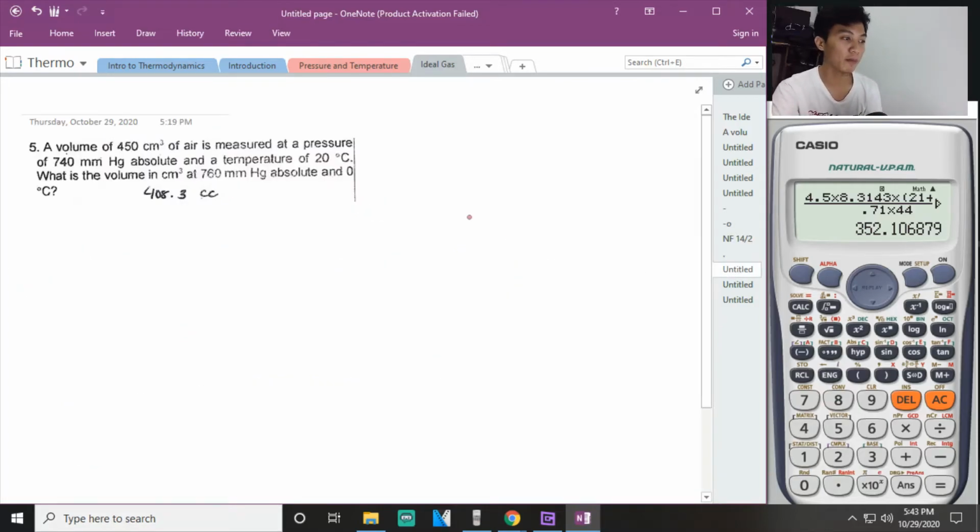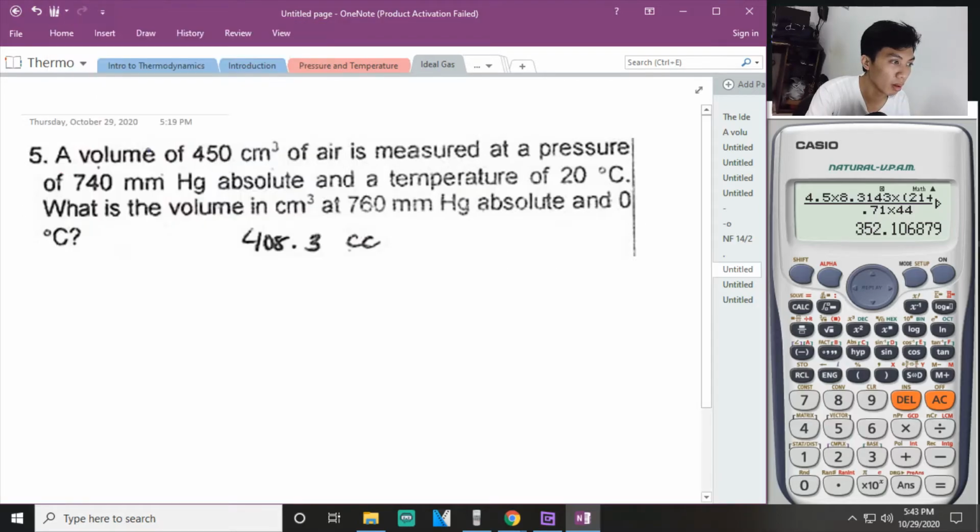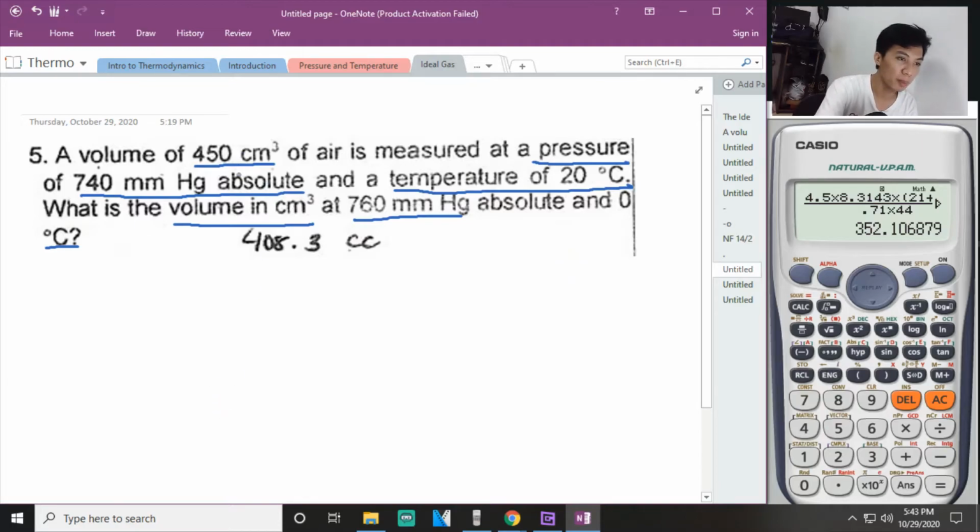Number 5. Ano ba gagamitin natin dito? For number 5, a volume of 450 cubic centimeter of air is measured at a pressure of 740 millimeter Hg absolute and a temperature of 20 degrees Celsius. What is the volume in cubic centimeter at 760 millimeter Hg absolute and 0 degrees Celsius? Ngayon, nagbigay ka ng tig-isa.